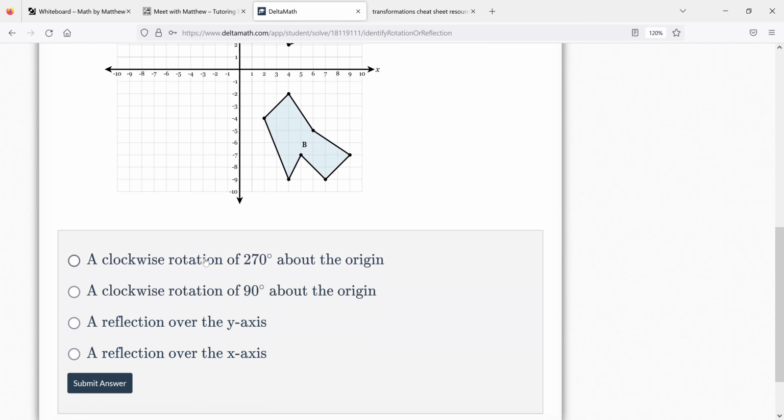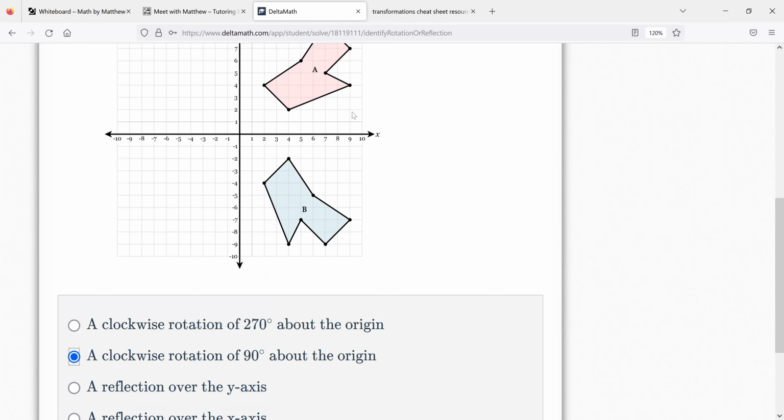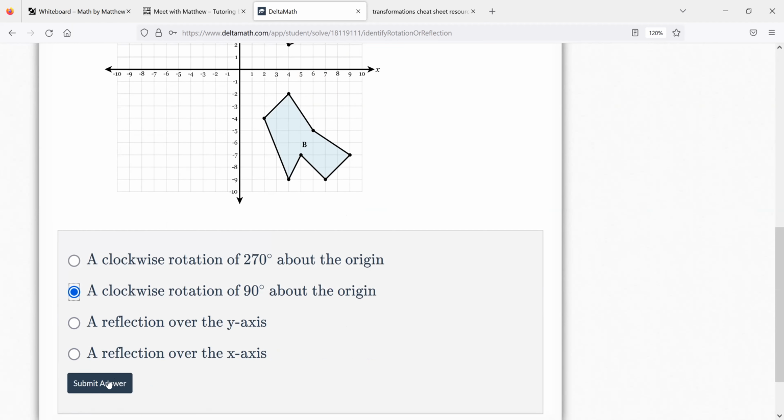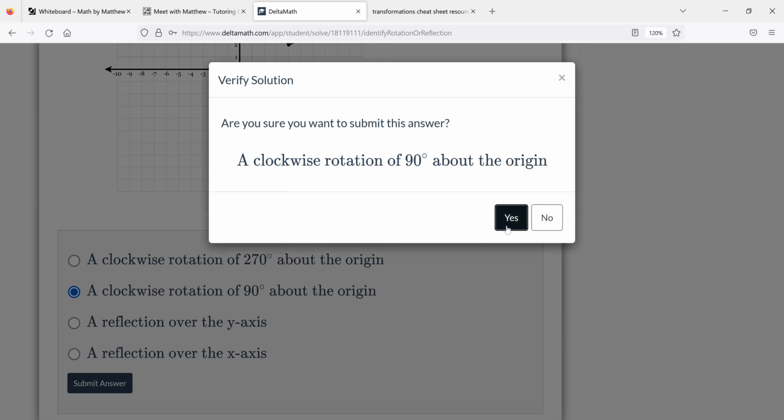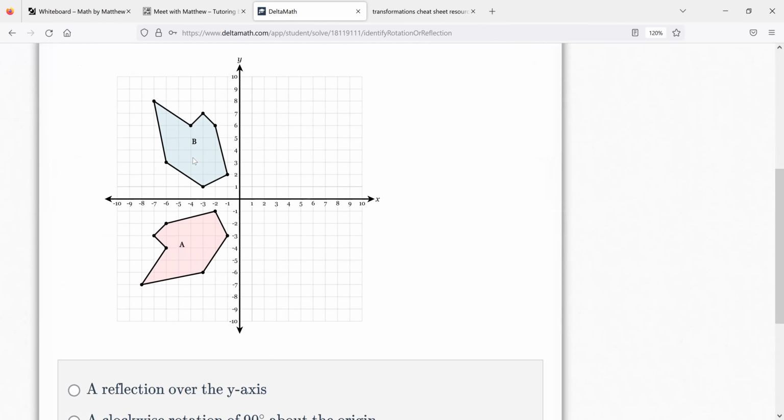But then the next question is, is it a rotation? A clockwise rotation. Clocks go to the right. So if it were a 270-degree clockwise rotation, it would end up, actually it's a 90 degree because it ends up down here. So you can actually do it from the quadrant that it's in. But yeah, that looks right. You are correct.